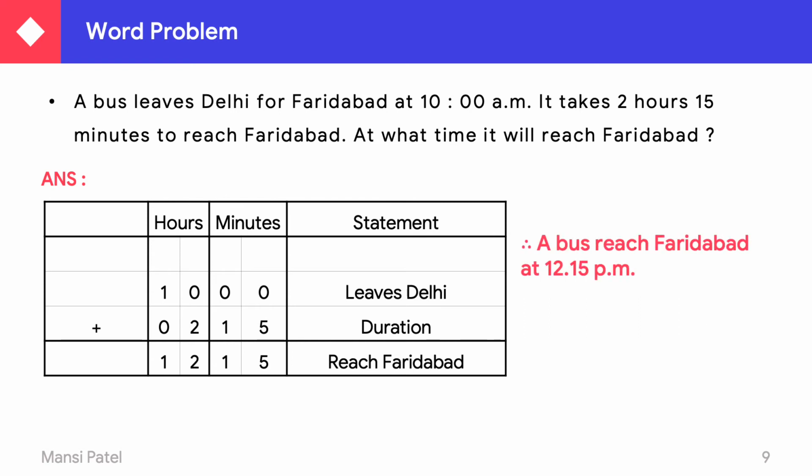Here you have to give the time, at what time. So this 12:15 is known as PM because this is the time after noon, after 12 o'clock. Whenever we have to write down the time after 12 noon, we have to use PM. So we can say that the bus will reach Faridabad at 12:15 PM.